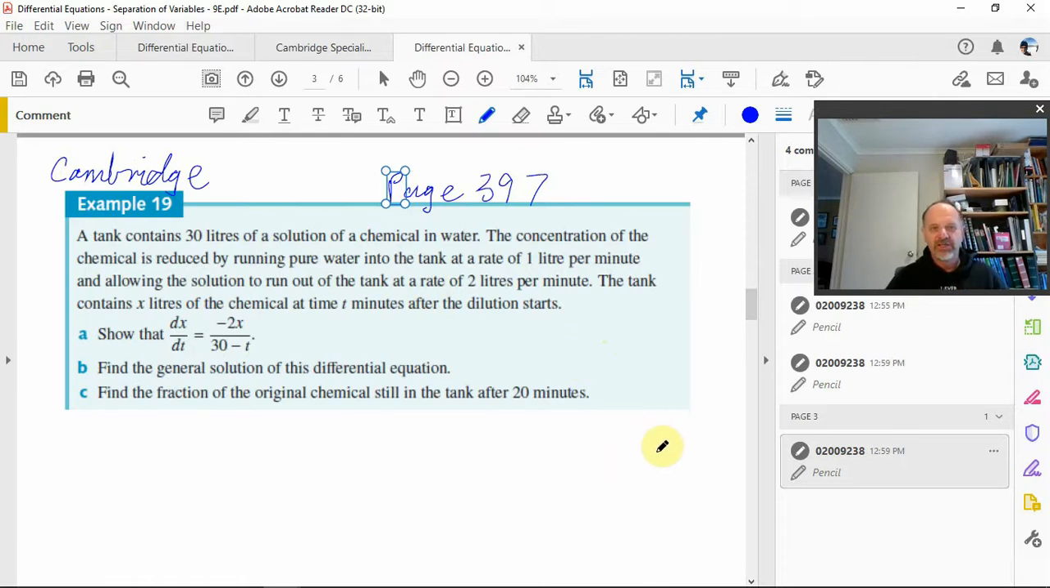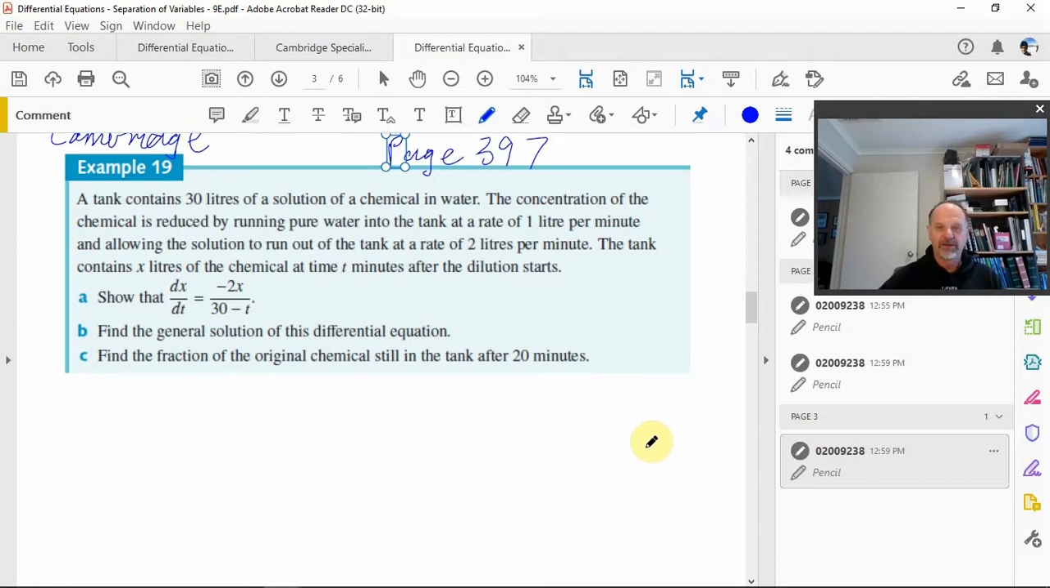The concentration of the chemical is reduced by running pure water into the tank at the rate of 1 litre per minute, and allowing the solution to run out of the tank at 2 litres per minute. The tank contains x litres of the chemical t minutes after dilution starts. Show that dx/dt is that, and a general solution, and then a fraction. All right, let us have a look.